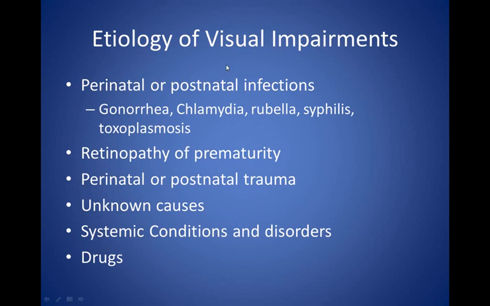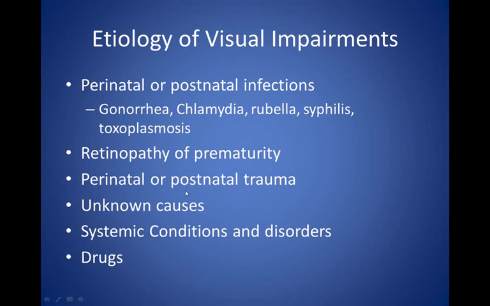Why do people have visual impairments? You can get a perinatal or a postnatal infection, which we know chlamydia is the leading cause of blindness in the world. You can have retinopathy of prematurity, which is common in premature infants, especially those that are very low birth weight infants. And the key is oxygenation. You want to make sure the infant stays oxygenated but not over oxygenated. That can cause damage and the rupturing of the tiny blood vessels.